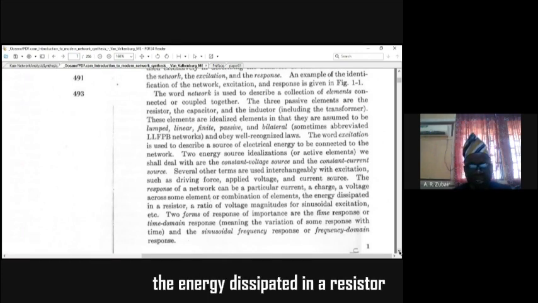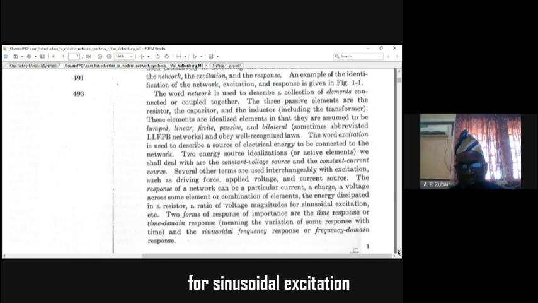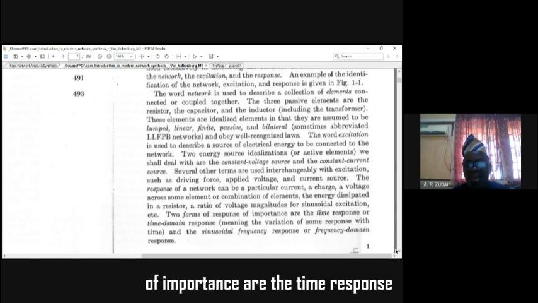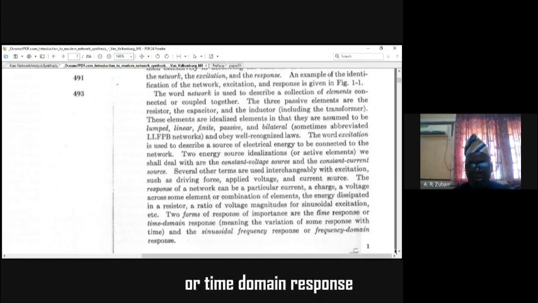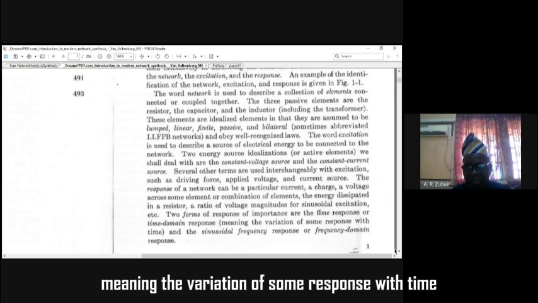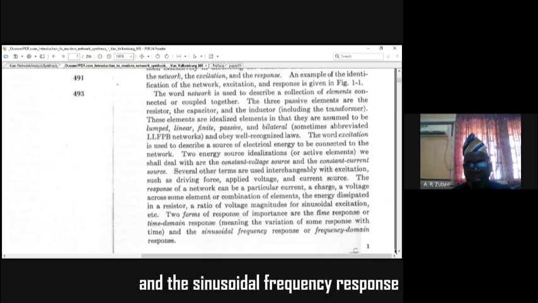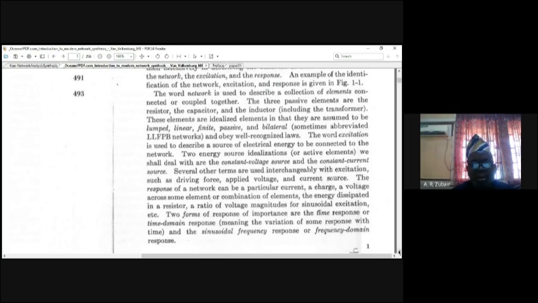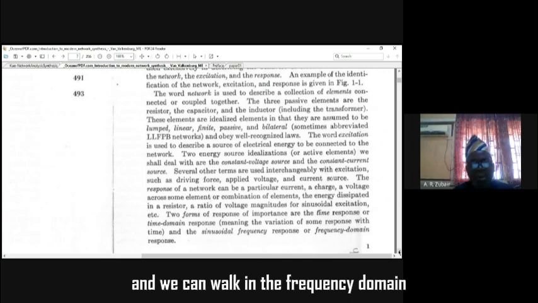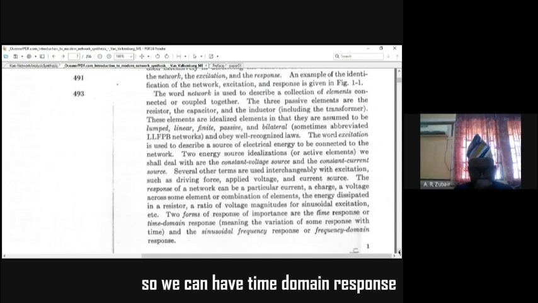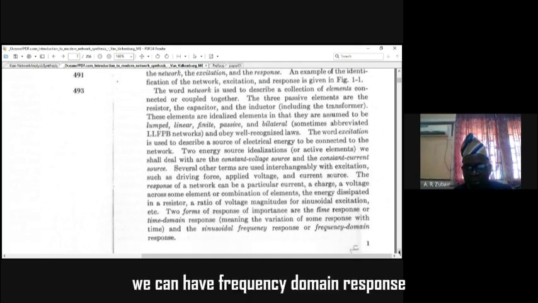The energy dissipated in a resistor, a ratio of voltage magnitudes for sinusoidal excitation, e.g., two forms of response of importance are the time response or time domain response, meaning the variation of some response with time, and the sinusoidal frequency response or frequency domain response. What are they saying here? You know, we can work in the time domain and we can work in the frequency domain. So we can have time domain response, we can have frequency domain response.